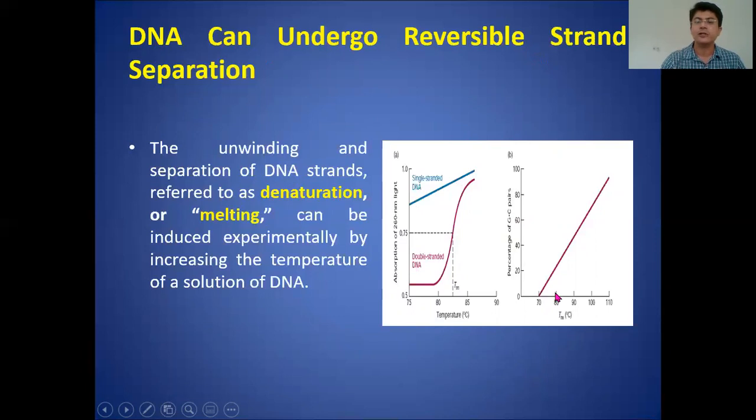And the Tm value is also affected by the base composition. For example, the GC base pairs contribute more to the Tm value because as they are linked to each other by triple hydrogen bonds, more energy is required to break such bonds. And so if the DNA has more GC content, its Tm value will be more. So as GC content increases in the DNA, the Tm value of those DNA molecules also increases.